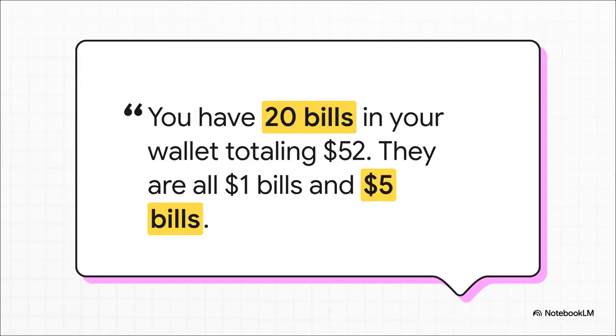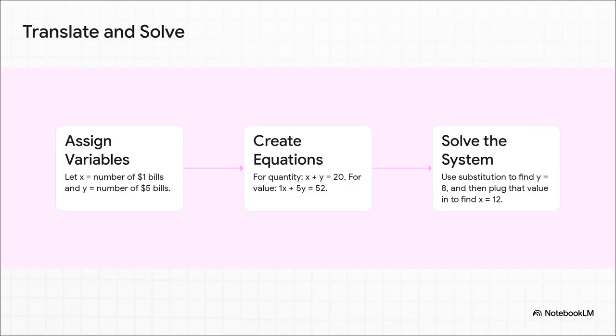This is such a classic quiz problem. It looks like a bunch of words, but don't let that fool you. All it's really doing is giving you 2 key clues, the total number of bills and the total value of those bills. Each of those clues is going to become its own equation. So the very first step is to translate this out of English and into math. Let's call the number of dollar bills x and the number of $5 bills y. Now, we use our 2 clues. The first one, about the number of bills, gives us our first equation, x plus y equals 20. The second clue, about the money, gives us our second equation, 1x plus 5y equals 52.